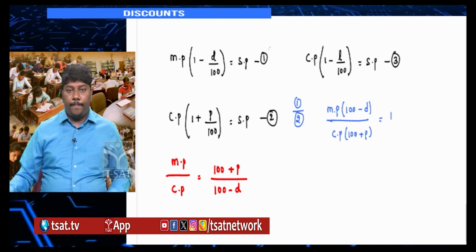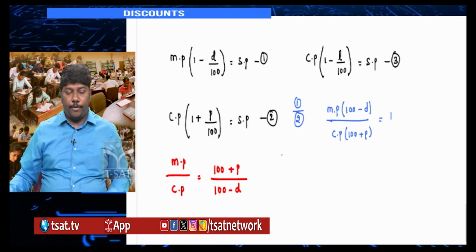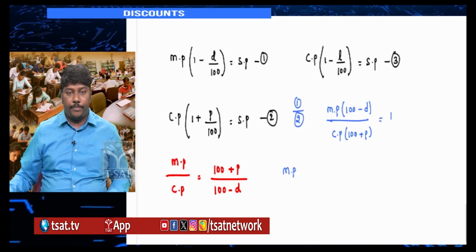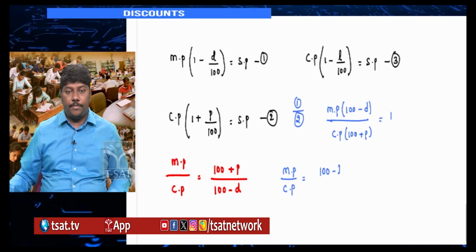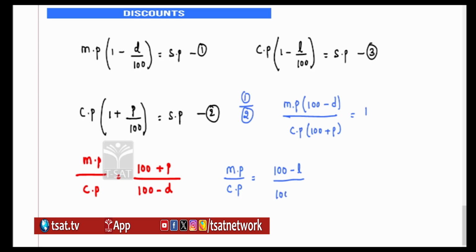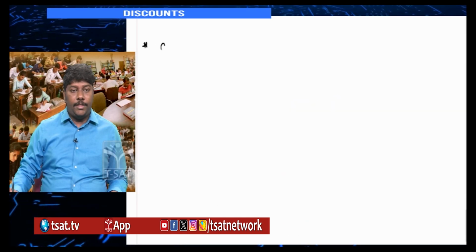Look at the relation between discount and loss. Take 1 by 3. If I do 1 upon 3, I will get MP by CP. When loss and discount are given, you take 100 minus loss divided by 100 minus discount. Both of them are negative, because loss is negative and discount is also negative. So this is the relation between MP, CP, profit, loss and discount. When profit and discount are given, how do we find the ratio between MP and CP? When loss and discount are given, how do we find the ratio between MP and CP? Very, very, very important.